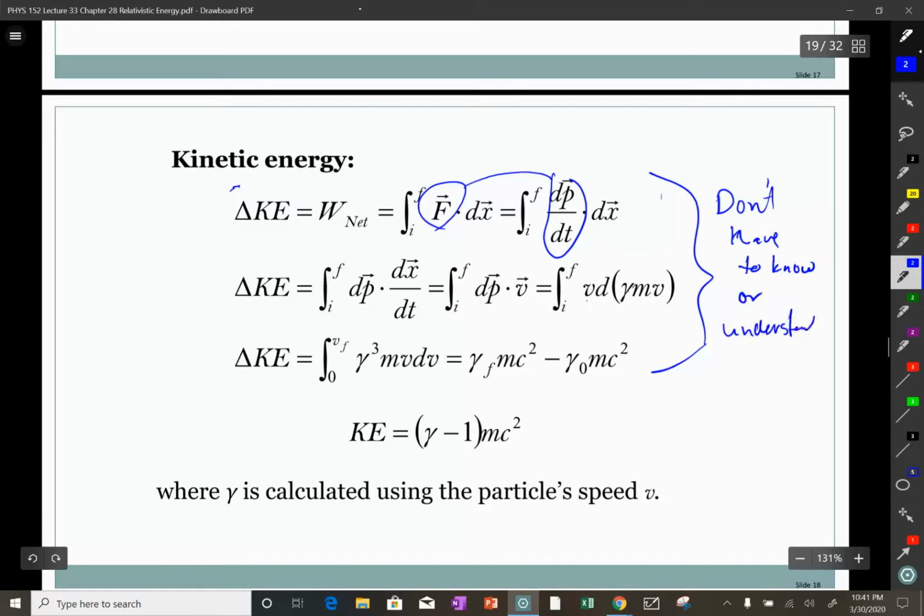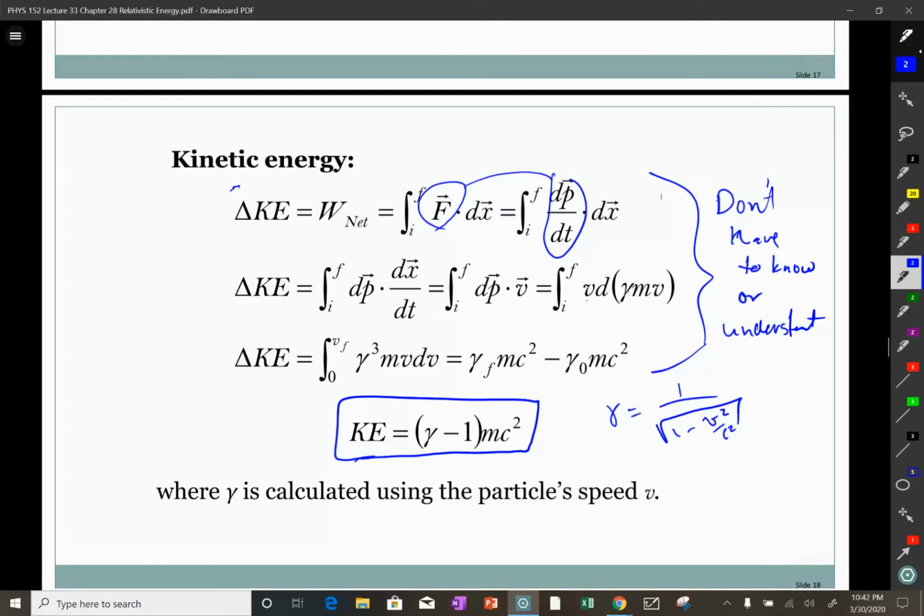What you have to know is that we took the work-energy relation and, using calculus, we were able to derive an equation that said that kinetic energy is gamma minus 1 times mc squared, where gamma, of course, is that Lorentz factor we've been using all along. So it's a little more complicated equation for kinetic energy. When you look at this, you might say, wait, kinetic energy doesn't depend on speed? But remember, gamma does depend on speed. So speed is in there. It's just in there in a funny way.